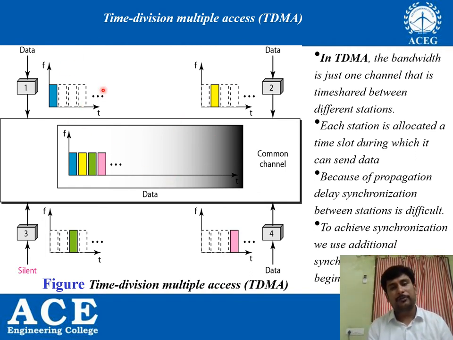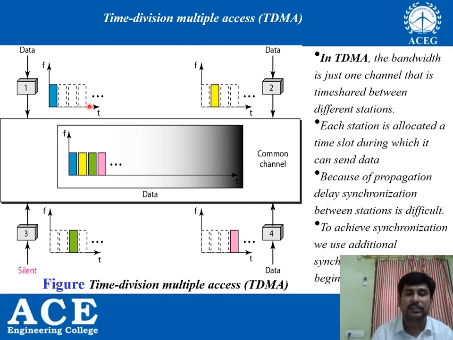In FDMA, you could find the total channel divided into smaller units called bands, but here the channel is undivided. But what is divided? The total frequency is available, but here the time axis is divided into smaller units called slots. Since we have four devices here, we are dividing the total time into four slots. The first slot is allotted to user 1, the second slot to user 2, the third slot to user 3, and the fourth slot to user 4.